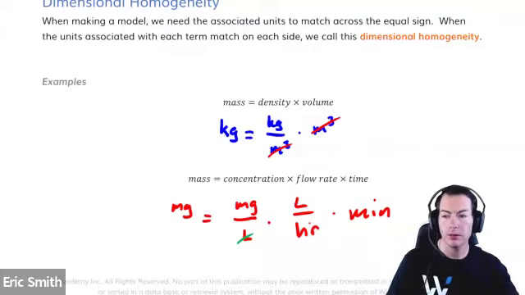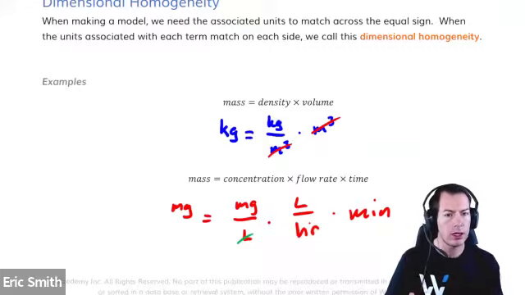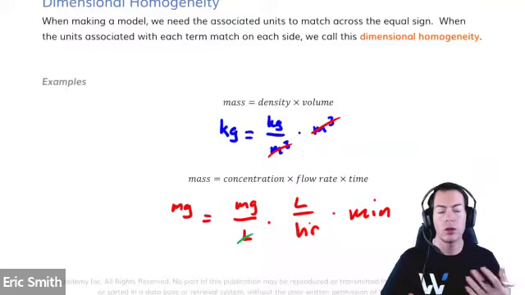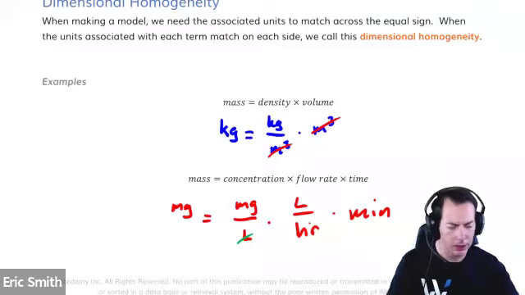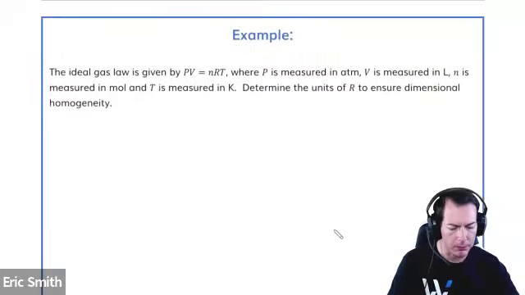Oftentimes you'll see problems like this. They'll give you an equation and they'll want to know what units should be associated with a certain variable in order to make things dimensionally homogeneous. In fact, let's look at a quick example, see exactly what I'm talking about.